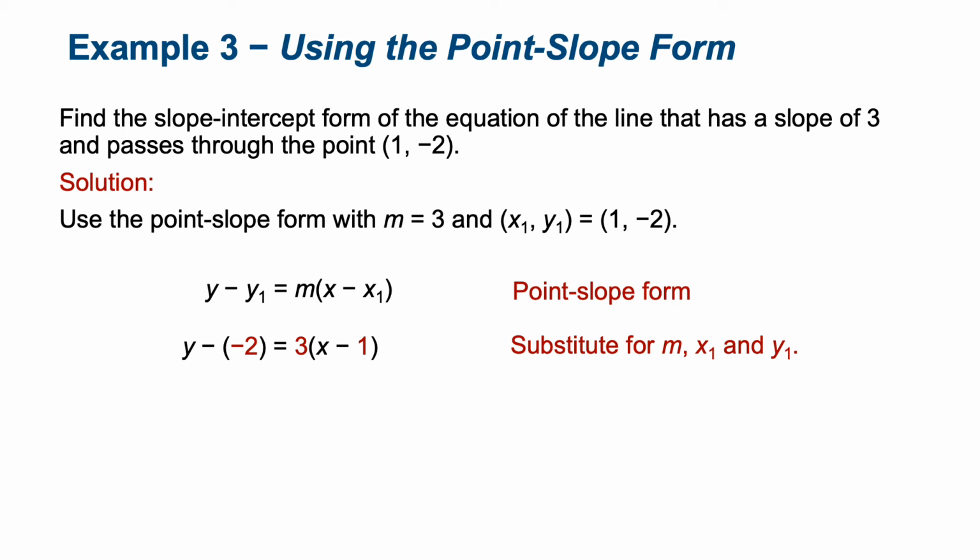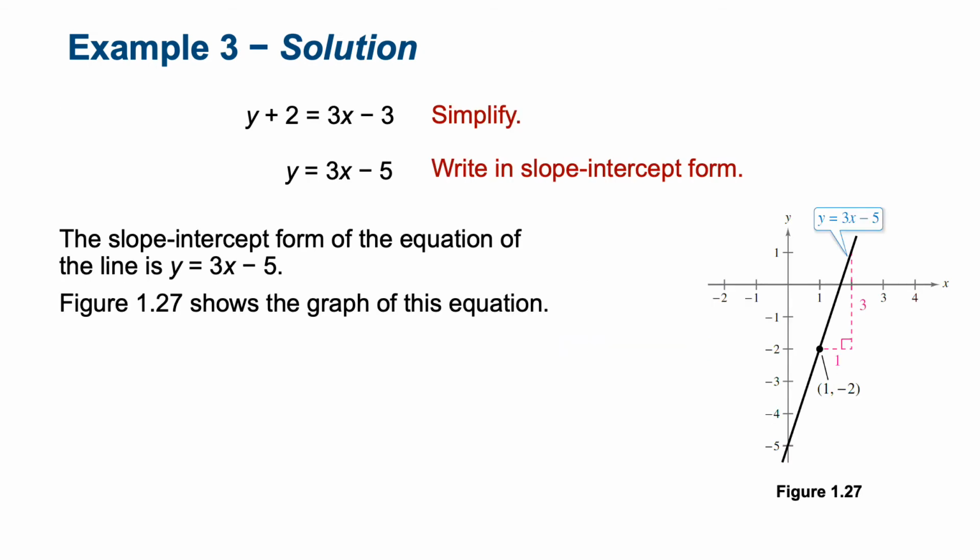I put in -2 for y1 and 1 for x1. Everything else remained the same. And now I just simplify, right? Those two negatives here became a positive, and I solve for y by subtracting 2 from both sides. And -3 minus 2 is -5. So you finally get y is equal to 3x minus 5. So here it is. Y-intercept at -5, goes up 3 over 1, up 3 over 1. Okay?